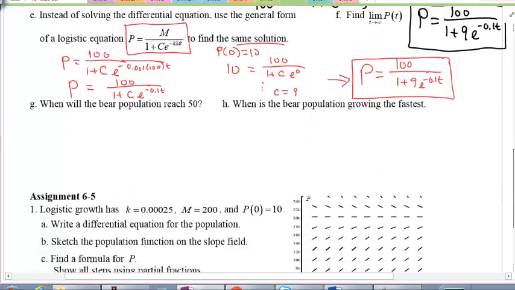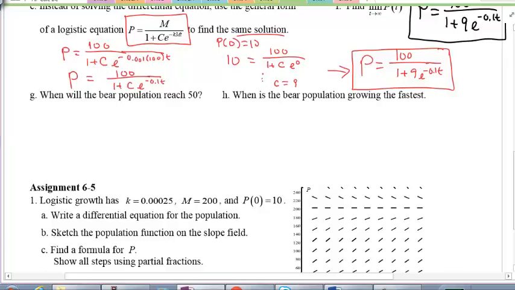Okay, 2 more questions, and I'm going to let you try some questions on your own. When will the bear population reach 50? So when means find time, and of course the population is 50. That just means use your equation from above, so 50 equals 100 over 1 plus 9 e to the negative 0.1 t, and you're going to solve that.